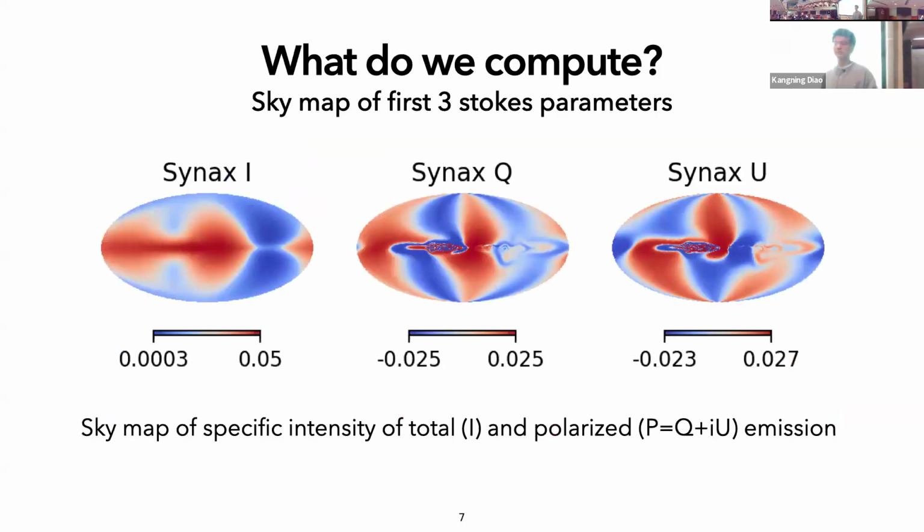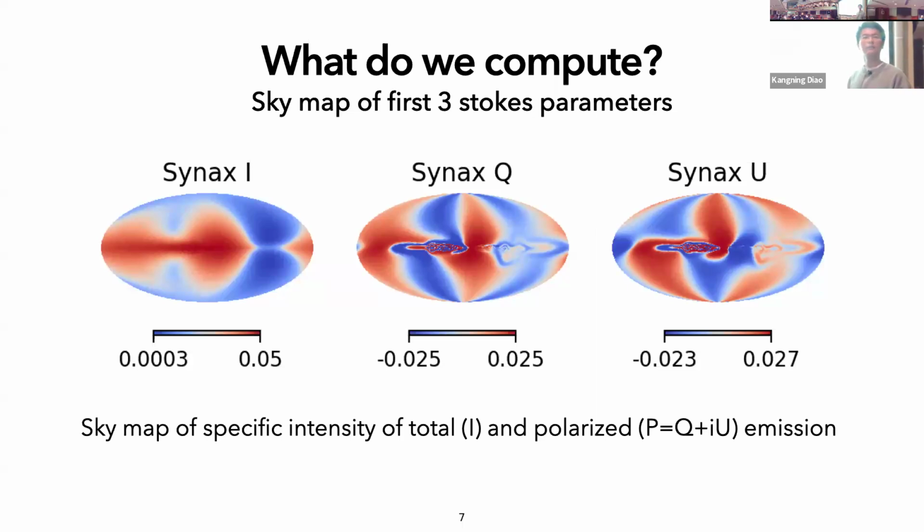Okay, so let's introduce how Synax computes the synchrotron, starting with what we compute. Synax computes the sky map of the specific intensity of the synchrotron, denoted by I, and the polarized intensity. The synchrotron is nearly 100% linearly polarized, so we only need the polarized intensity of linear polarization in two different directions, denoted by Q and U. And these IQU maps are exactly the same as the first three Stokes parameters from electrodynamics.